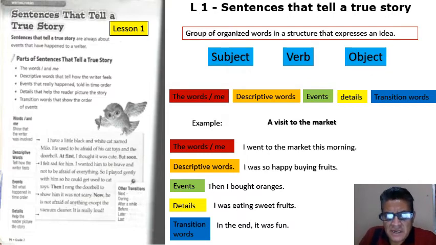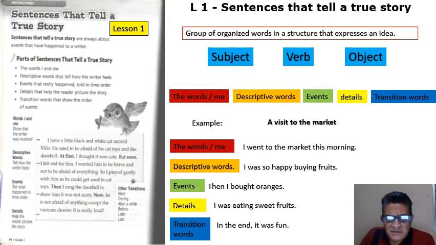And with that on hand, we understand that sentences become more specific and colorful by having special elements that will make them more interesting for reading. For example, we have the words and me, that's one important element, that's when you write. The descriptive words, which are very important. The events that specify specific times during the day. Details, special things that happen to make them interesting, and transition words that will give it a more specific, in detail way of seeing it.